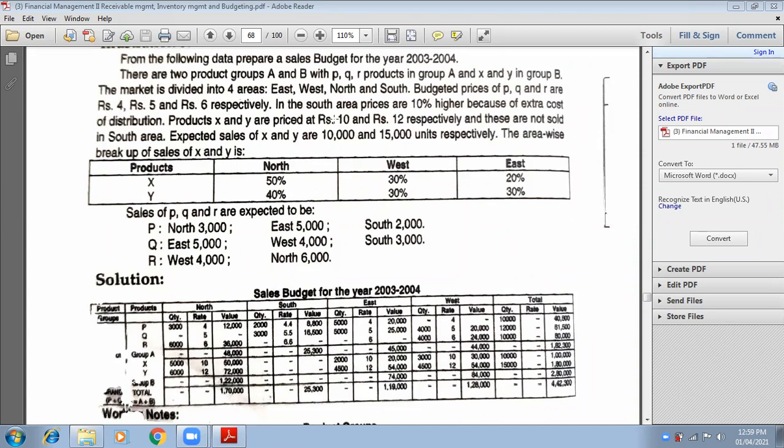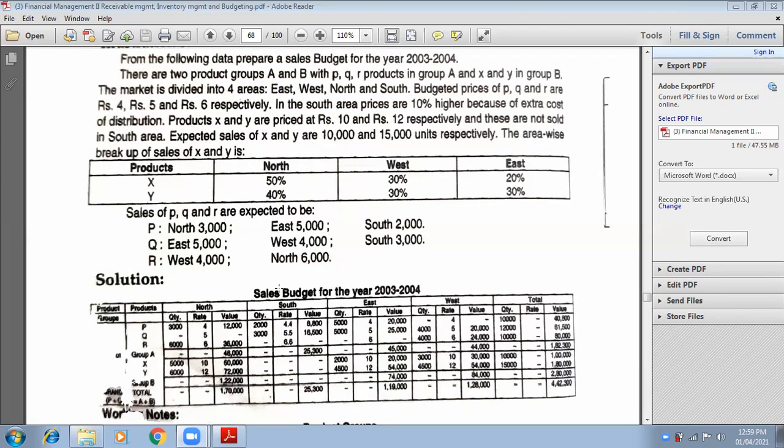So we are at the column of east. So east is 2,000 into 10. So your amount will be 20,000. Yes. Now give me the total of product X.